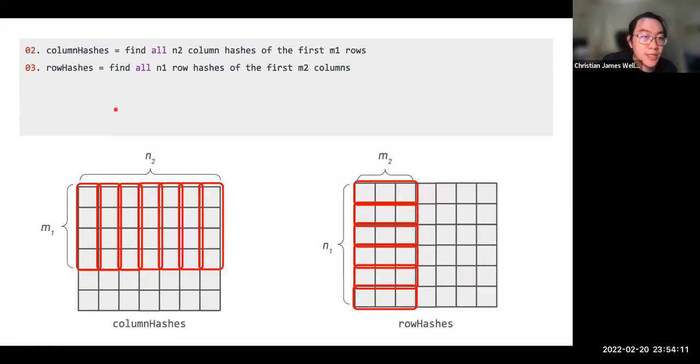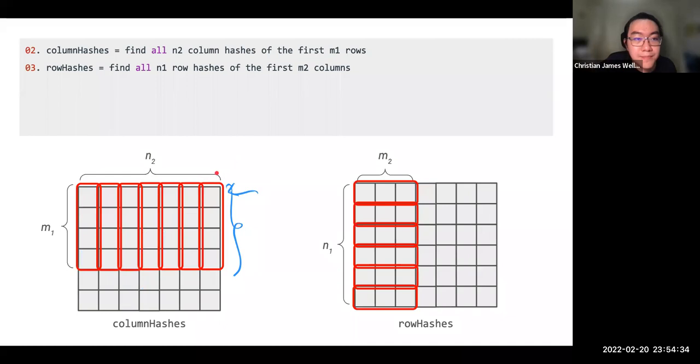So what we do here is, first of all, we try to find all the column hashes and all the row hashes. Notice how for the column, you don't pre-compute these things. You don't pre-compute the second row onwards. You just compute for the first row. That's enough for now.